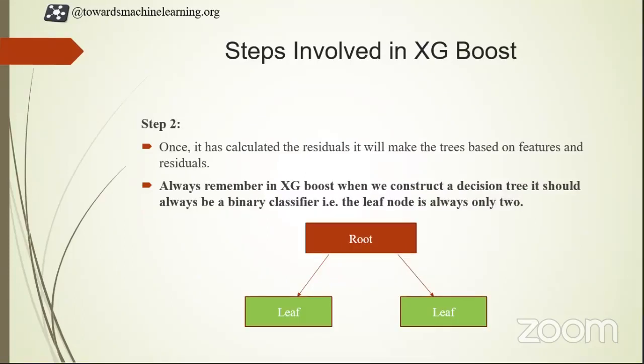Then in step 2, once you have calculated the residuals, you will make a tree based on these features and residuals. One thing you have to remember is that in XGBoost, whenever you are constructing a decision tree, it should always be a binary classifier. By binary classifier, what I mean is that it should always have two leaf nodes only. The levels can be any, you can take any level, but the leaf nodes should only be two. This is what I mean by binary classifier.